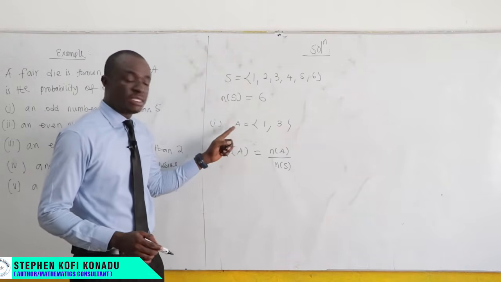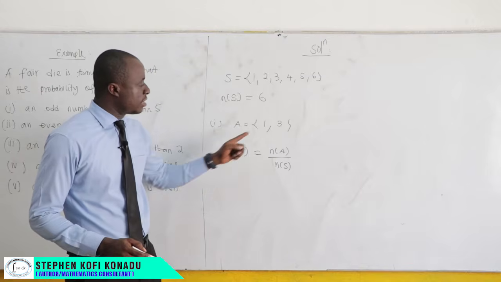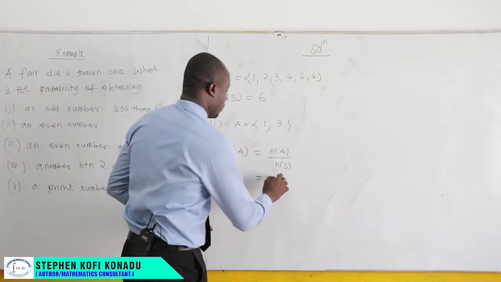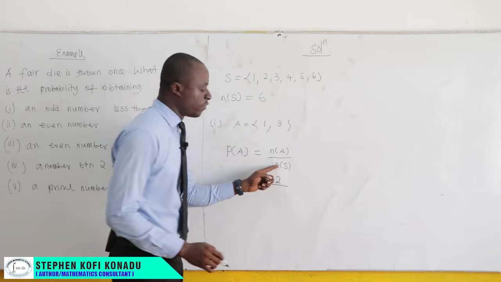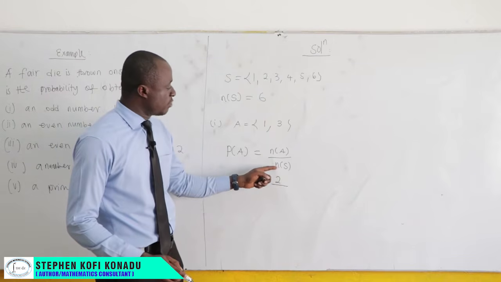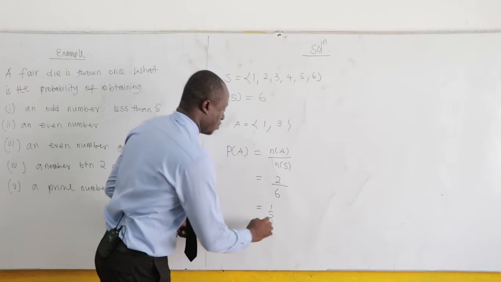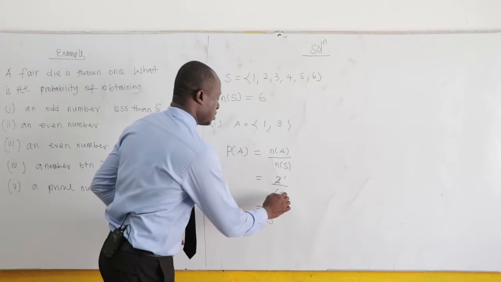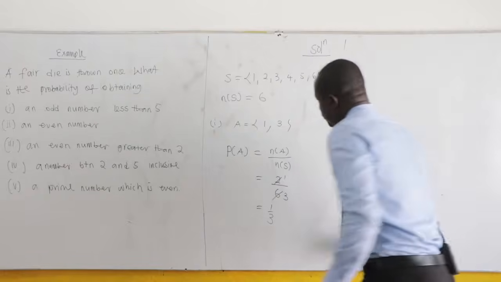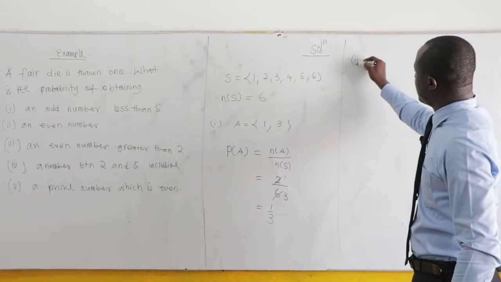Now, what is the cardinality, or the number of ways that A can occur? That is 1, 2. So we have 2 all over the number of ways in which the sample space can occur, that is 6. And this is just 1 over 3. 2 going into 2 once, 2 going into 6 three times. That is 3. Now, let's see the second one.